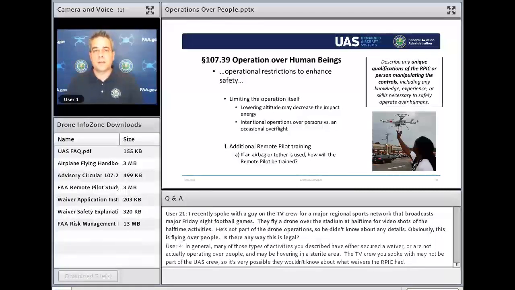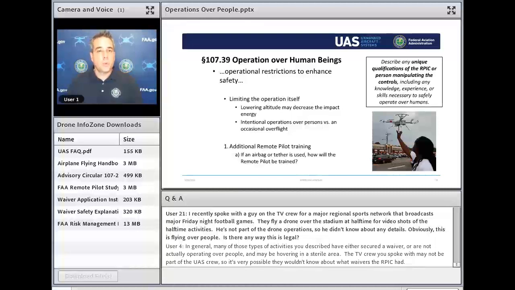So some things that we have seen for operational restrictions that help enhance safety: they limit the operation itself, lowering the altitude to reduce the impact velocity, maybe avoiding intentional operations over people. You might be saying, well, if I'm avoiding intentional operations over people, why would I need a waiver? Well, perhaps you're doing some type of work where once you're up on station in a mission, you can't move the UAS from that spot. And if somebody were to walk underneath your unmanned aircraft, you don't want to have to scrub the mission.